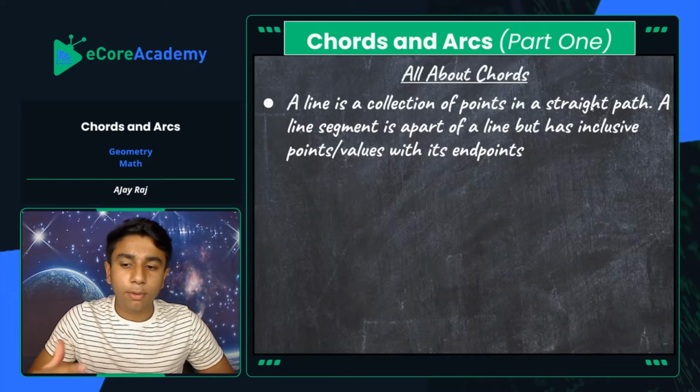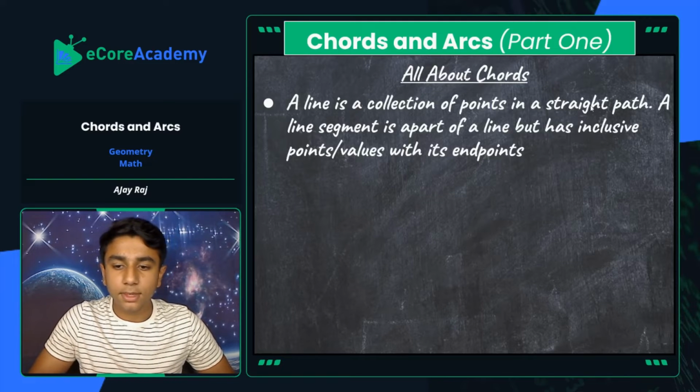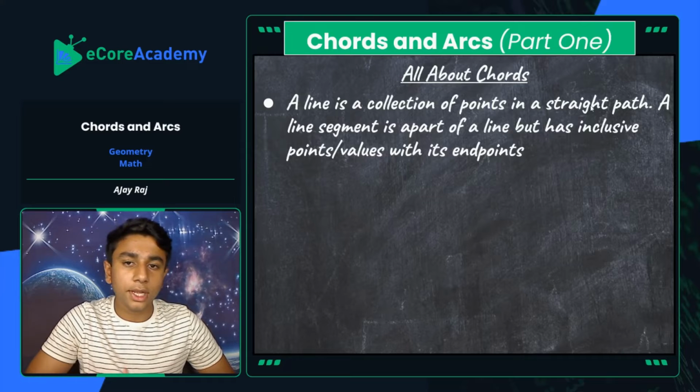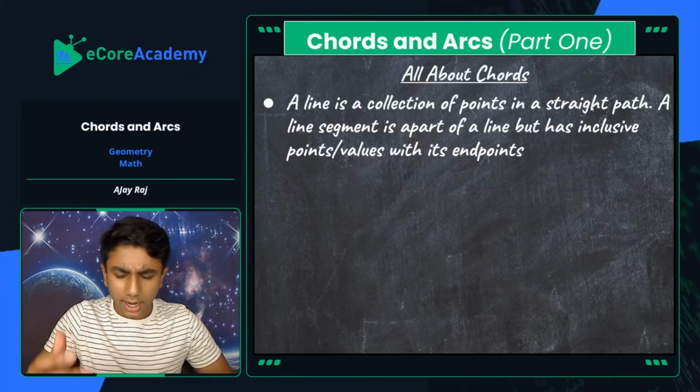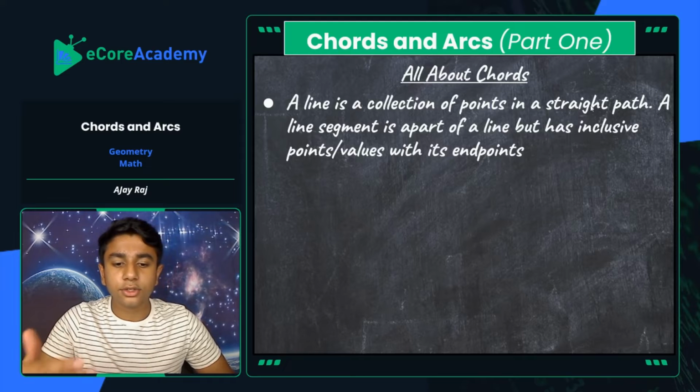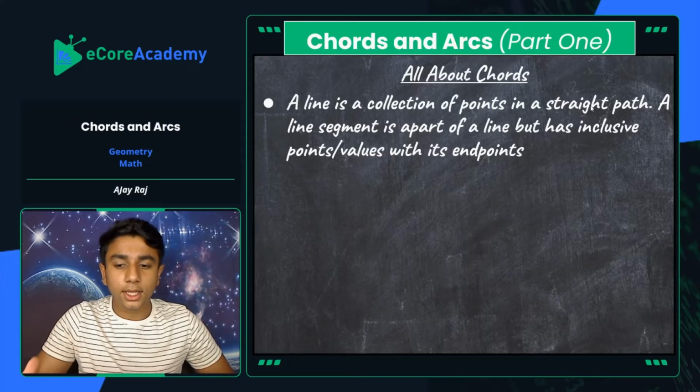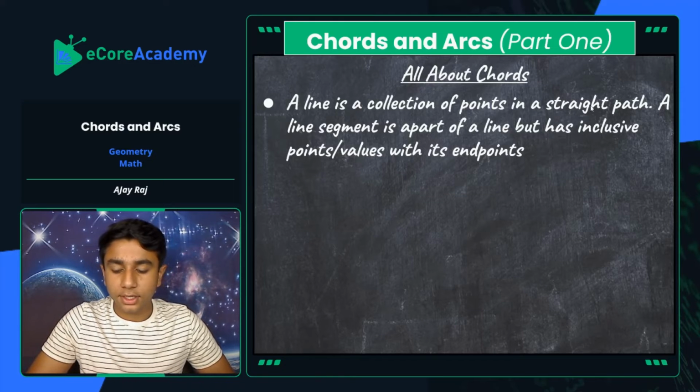And a line segment is a part of a line, but has inclusive points with its endpoints, meaning a line segment is going to be considered a part of any line that goes for an infinite amount of length on that plane. And a line segment is going to share some points with that line, but 2 of those points are going to be its endpoints, which define it and give it its exact location.